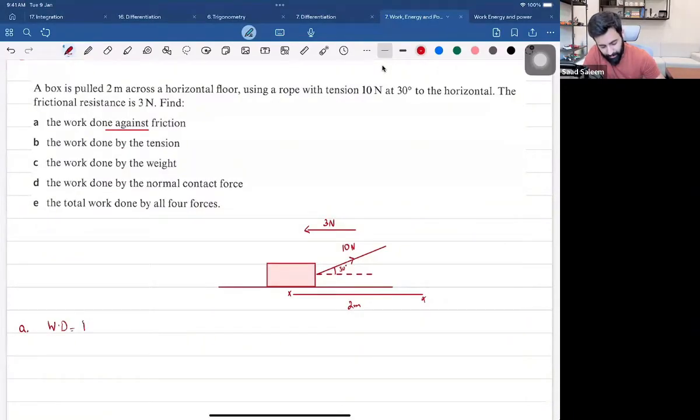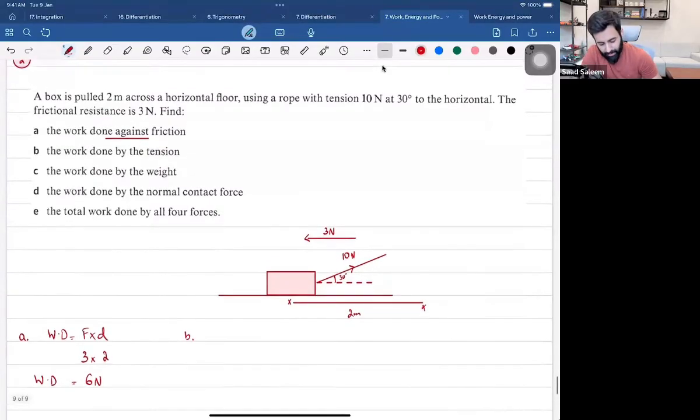Work done is equal to force times distance. What's the force? The force is 3 newtons. And what's the distance? The distance is 2. So what's 3 times 2? 3 times 2 is equal to 6. So this is the work done against friction. Now part B. Part B is the work done by tension.